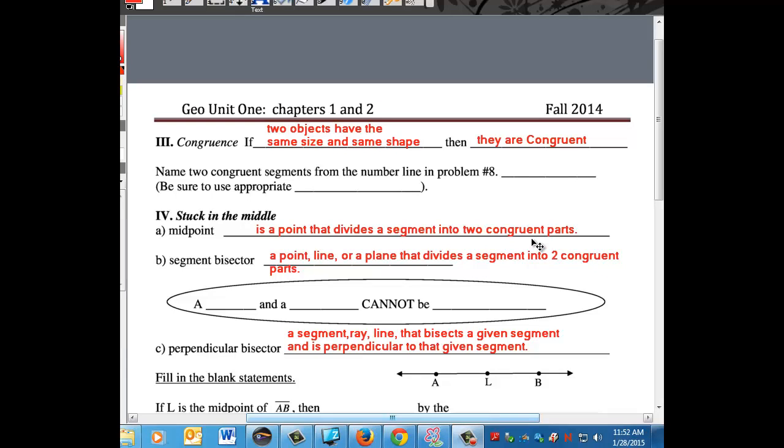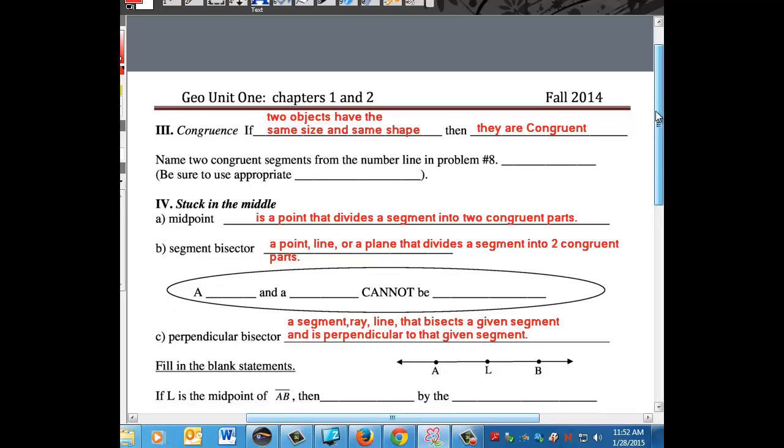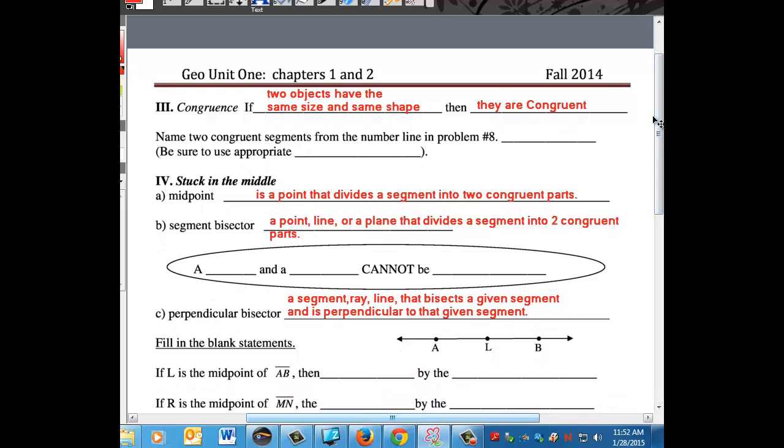Okay, we're back to geometry. Once again, please hit the pause button if you need to write down the following definition. Alright, we're going to go ahead and start with our midpoint. And so a midpoint is a point that divides a segment into 2 congruent parts.